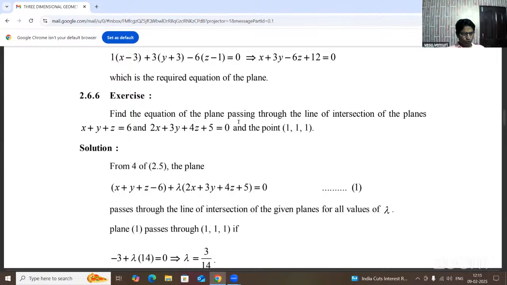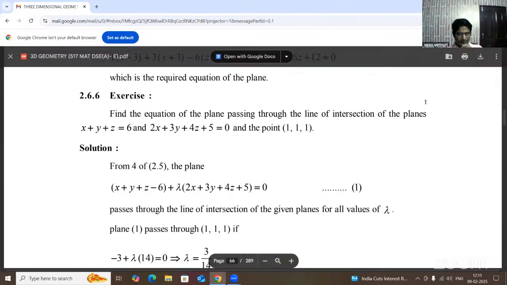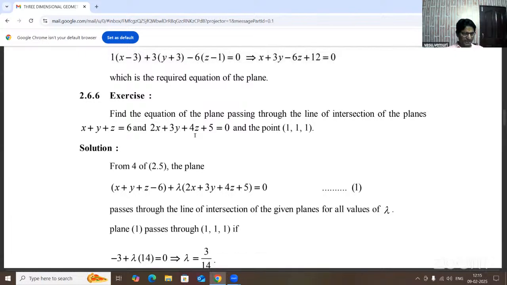There are two planes, and these two planes are intersecting. So first plane plus lambda into second plane equal to 0. Here the problem is to find the equation of the plane passing through the line of intersection of the planes. Line of intersection means first plane plus lambda into second plane, S1 plus lambda S2 equal to 0. That is the formula. Okay.